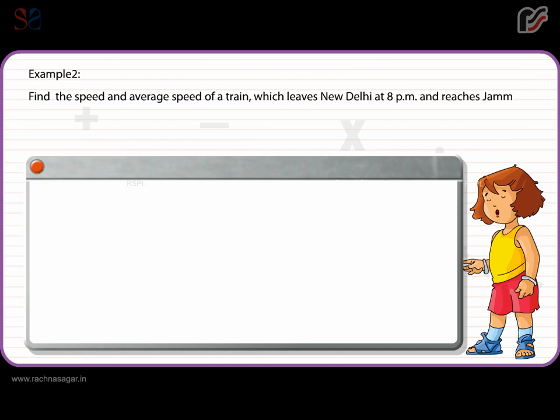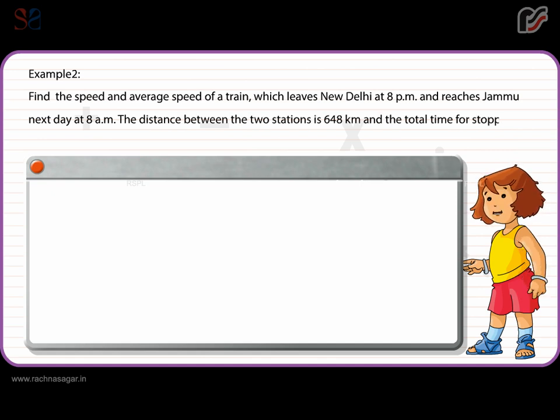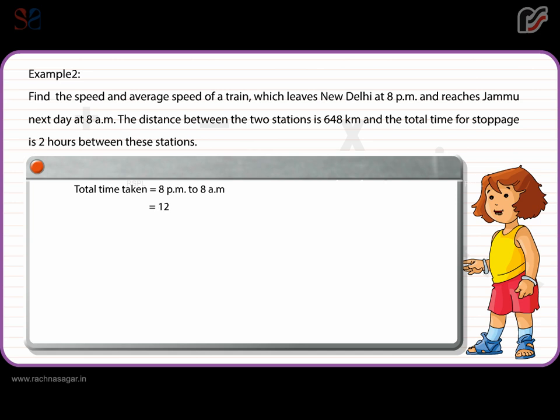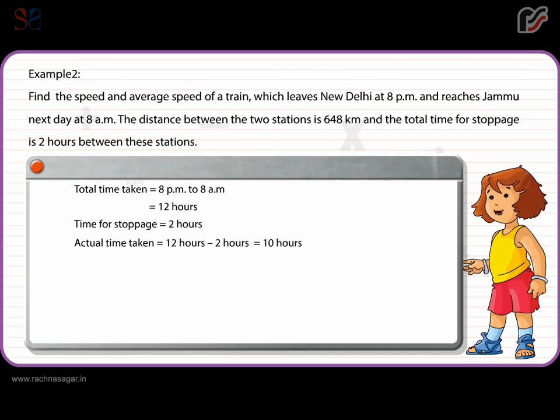Example 2. Find the speed and average speed of a train which leaves New Delhi at 8 p.m. and reaches Jammu the next day at 8 a.m. The distance between the two stations is 648 km and the total time for stoppage is 2 hours between these stations. Total time taken is equal to 8 p.m. to 8 a.m. is equal to 12 hours. Time for stoppage is equal to 2 hours. Actual time taken is equal to 12 hours minus 2 hours is equal to 10 hours.